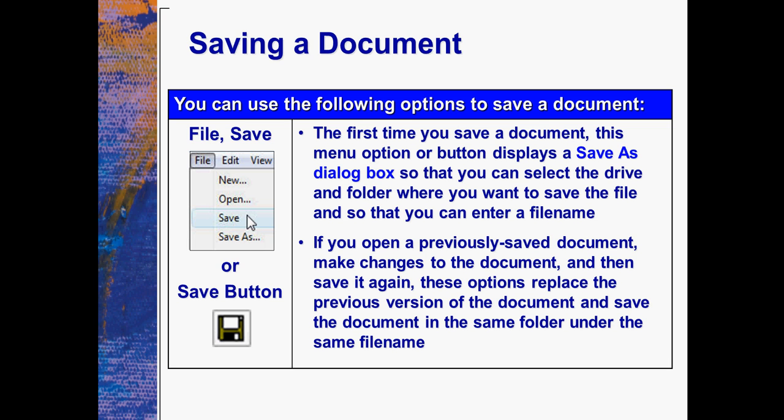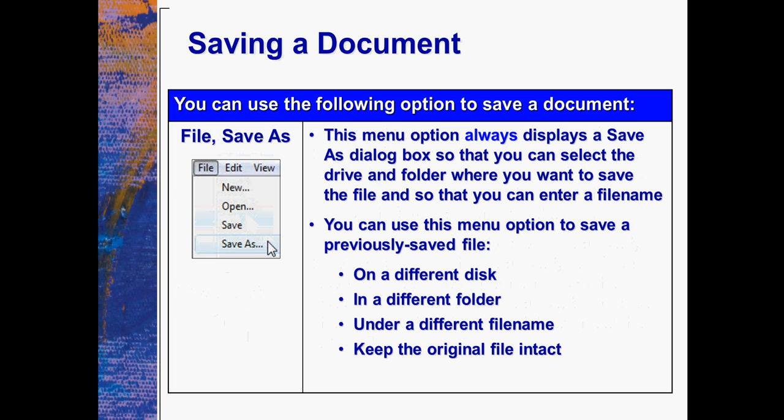The File menu option Save As always displays a Save As dialog box so that you can select the drive and folder where you want to save the file and enter a file name. You can use the Save As option to save a previously saved file on a different disk, such as a USB drive, in a different folder, under a different file name, or to keep the original file intact and make changes to the new file.